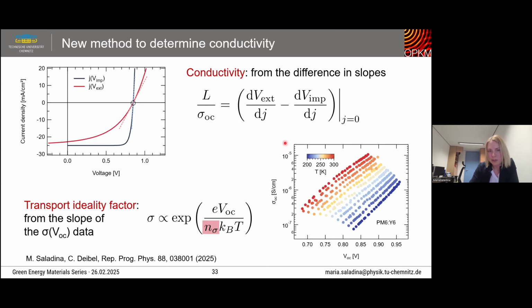So the resulting data for PM6:Y6 is plotted versus open circuit voltage for different temperatures from 200 to 300 Kelvin. And as expected, if you increase the open circuit voltage, conductivity increases. So really extracting the ideality factor is the same as we did for the recombination ideality factor. We just take the slope of this data and we get n sigma.